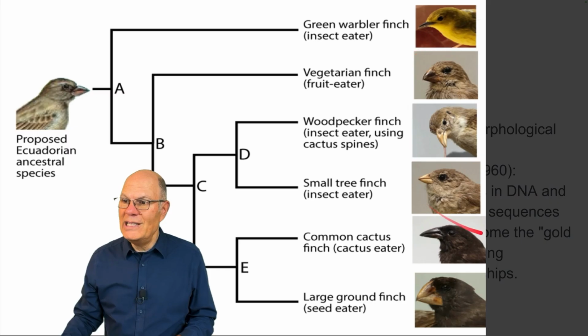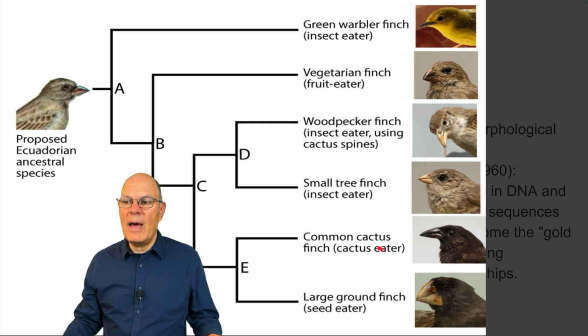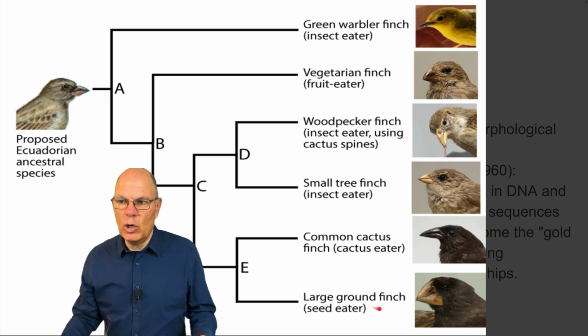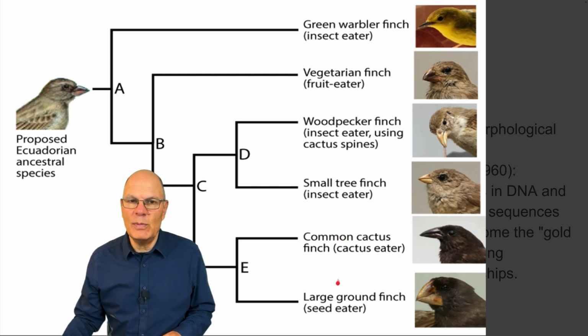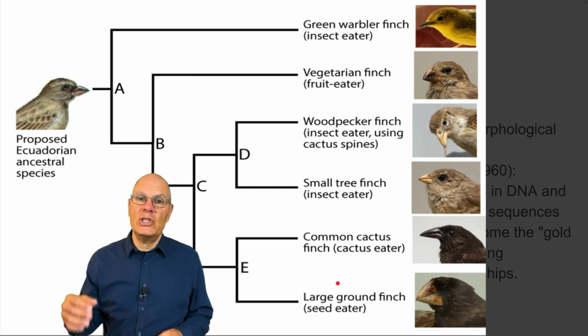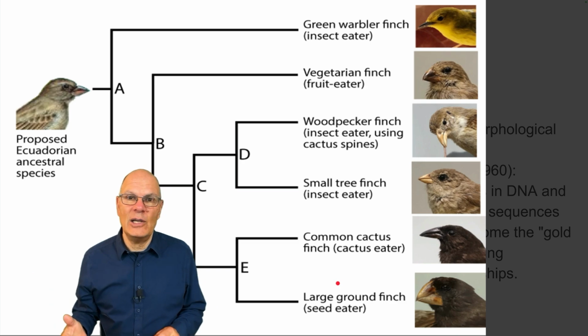So a DNA analysis would indicate that the common cactus finch is more closely related to the large ground finch than to any of the other Galapagos species. That's a hypothesis, and you could confirm that through DNA sequencing.